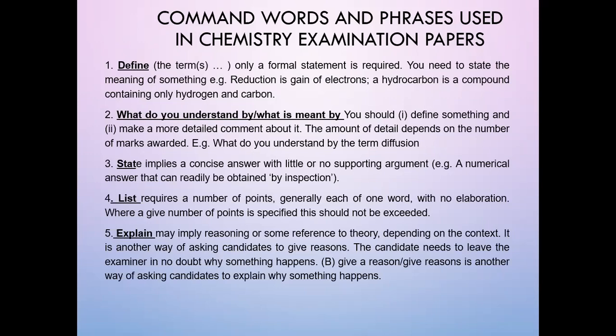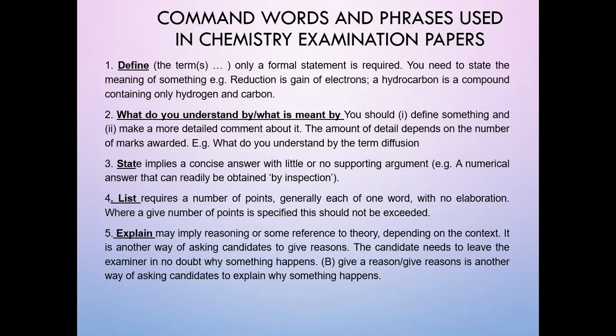State. When you're asked to state, you need to give a short answer without going into much detail. For example, state the name of the compound with the formula CuSO4. Next, list. When you're asked to list, write down the answer as separate points. For example, list 3 properties of metals. You don't have to write more than 3.